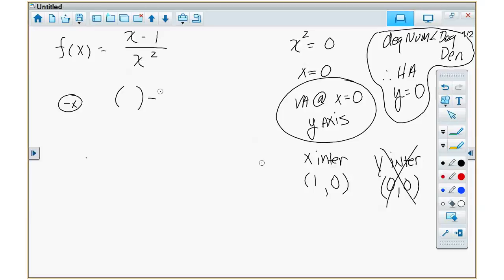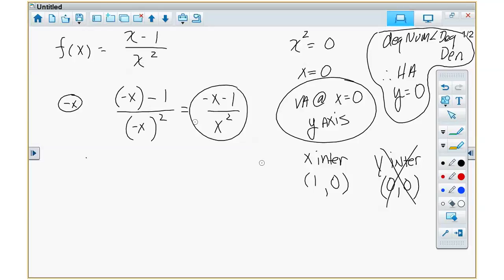Parentheses minus 1 over parentheses squared. Plug in a negative x. We get negative x minus 1 over x squared. Does that look like f of x?